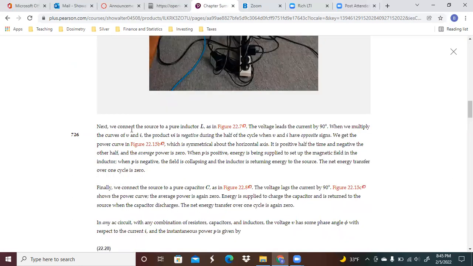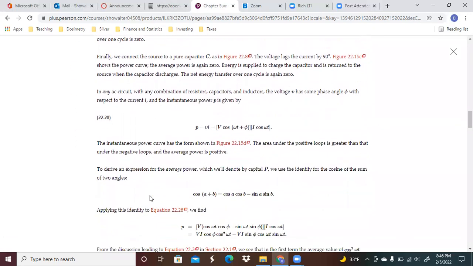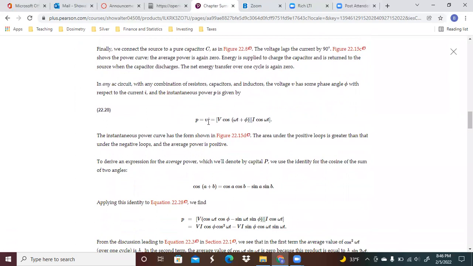So next, we're going to look at this. We're connecting the source to a pure inductor. Again, if we also put in a capacitor, we know how the voltage leads the current in both of these cases. So here in this particular case, we are wanting to get an idea as to what the power is, regardless of what types of elements we have in the system.